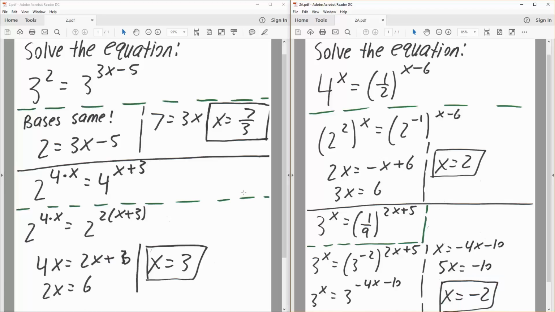And for all of these problems, if we wanted to, we could plug x back into the original equation. For example, in this problem, 3 times 7 over 3 would be 7. 7 minus 5 is 2. So 3 raised to 2. And you can do the same for the other 3 problems. And that's all we need to do to solve exponential equations.